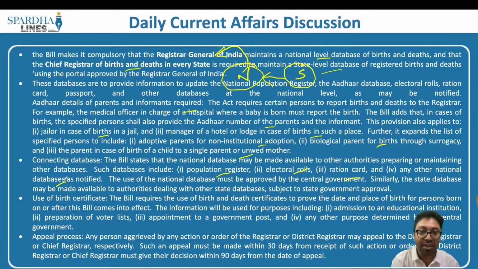Use of birth certificate. The bill requires use of birth and death certificates to prove the date and place of birth for persons born. The information will be used for purposes including admission to an educational institution, preparation of voter list, appointment to a government post, and any other purpose. We will also look at concerns emanating from this. Point to be noted is that we have a person who is given his Aadhaar, that is a doctor, it can be a jailer or a manager of a hotel.